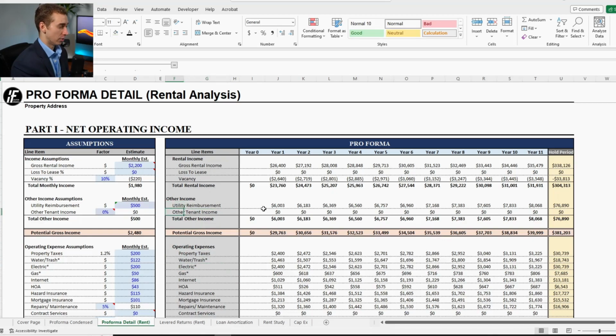Other tenant income can also go here. So this could be pet rent, storage rent, detached garage rent, amenity fees, all kinds of stuff. Anything else that's not basically tied to the actual rent itself. So once we know our other income, we can add the total other income plus the total rental income, and we can get to a potential gross income or effective gross income.